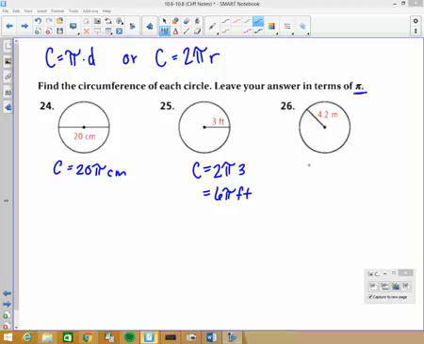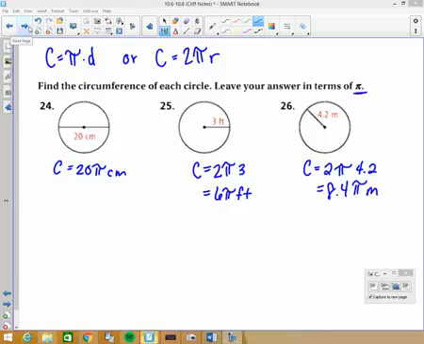And for the third example, same thing. C equals 2 pi times the radius, which is 4.2. And so we'll get 8.4 pi, and again, meters for the circumference.